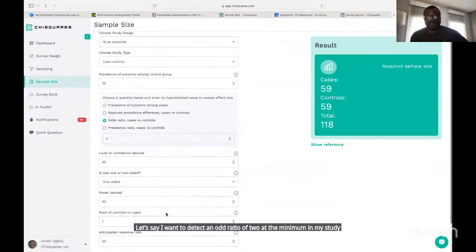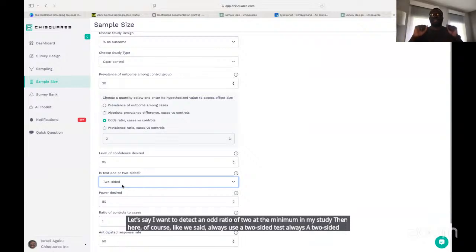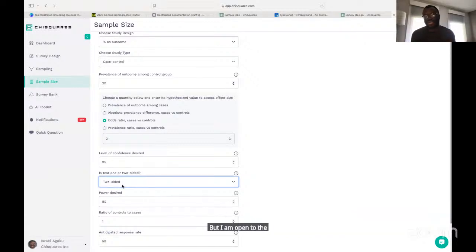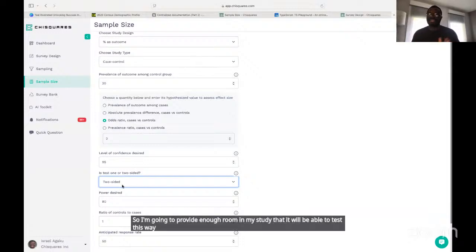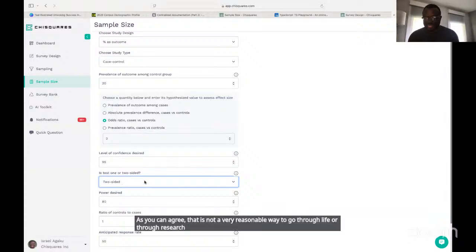Then here, of course, like we said, always use a two-sided test, always. A two-sided test means that I believe the result will go this way, but I am open to the possibility that it could go the other way. So I'm going to provide enough room in my study that it will be able to test this way as well as that way. That's what a two-sided test means. A one-sided test means that I think the results will go this way, and I am very close-minded. I am not willing to open my mind to the possibility that the results could go the other way. So I am willing to die on this hill that it is this way or no other way. As you can agree, that is not a very reasonable way to go through life or through research, right? So always go for a two-sided test.